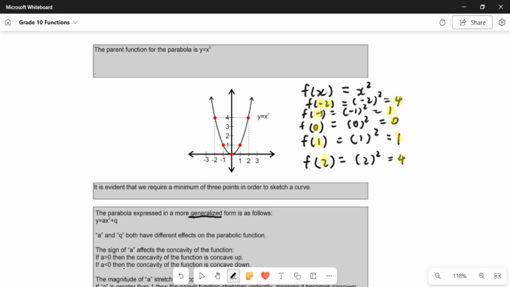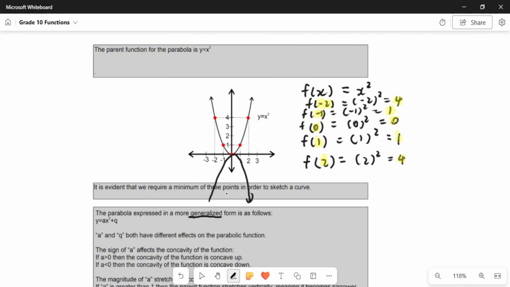If a is less than 0, then the concavity of the function is concave down. How would something like that look? It would look like this here. Concave down, right? So you have concave up and concave down. Concave up, you can think of the word cup. And with concave down, the function basically curves downwards.